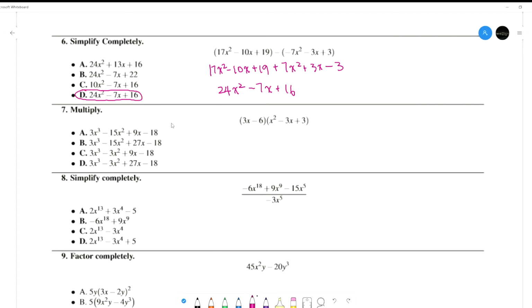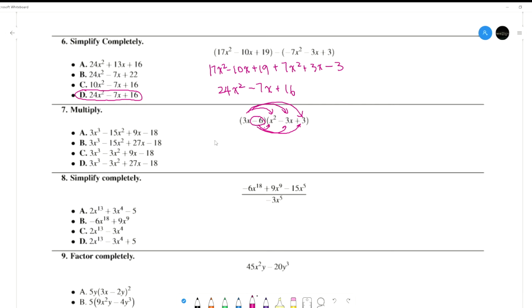For number 7, we have to multiply using the distributive property, right? So we start off with the 3x, and you multiply it with every term in the other factor. And then this negative 6, don't forget it's a negative 6 that multiplies with every factor. Okay, so let's start off.